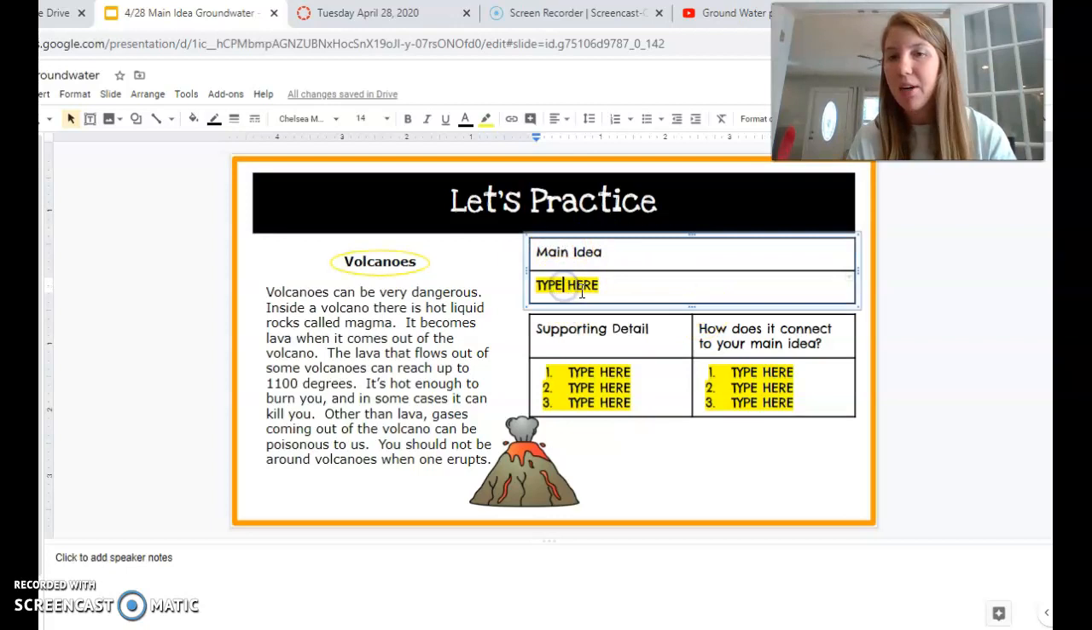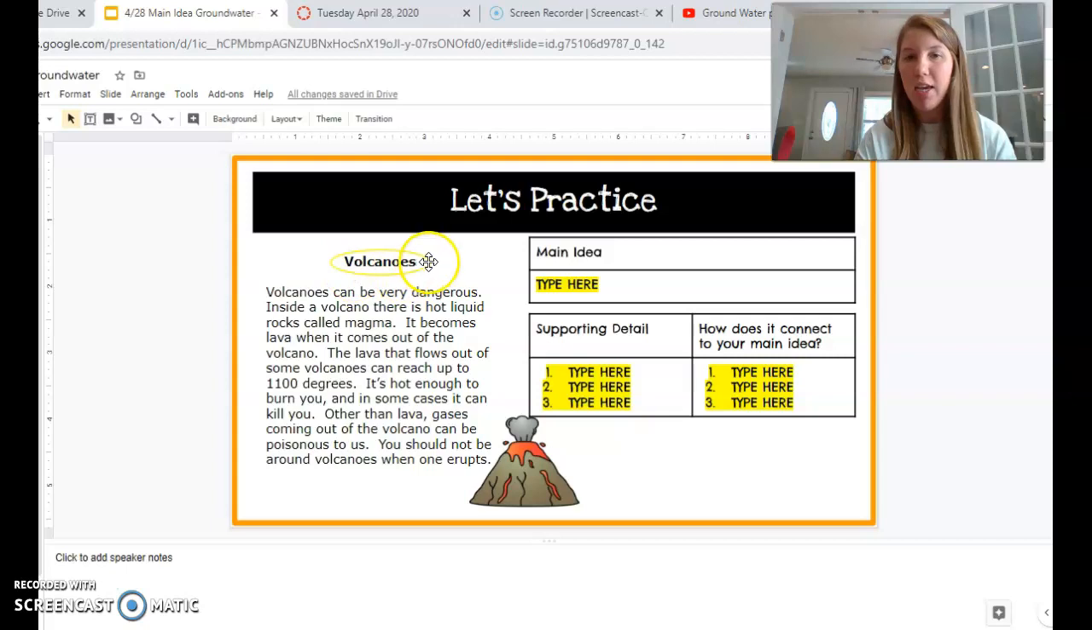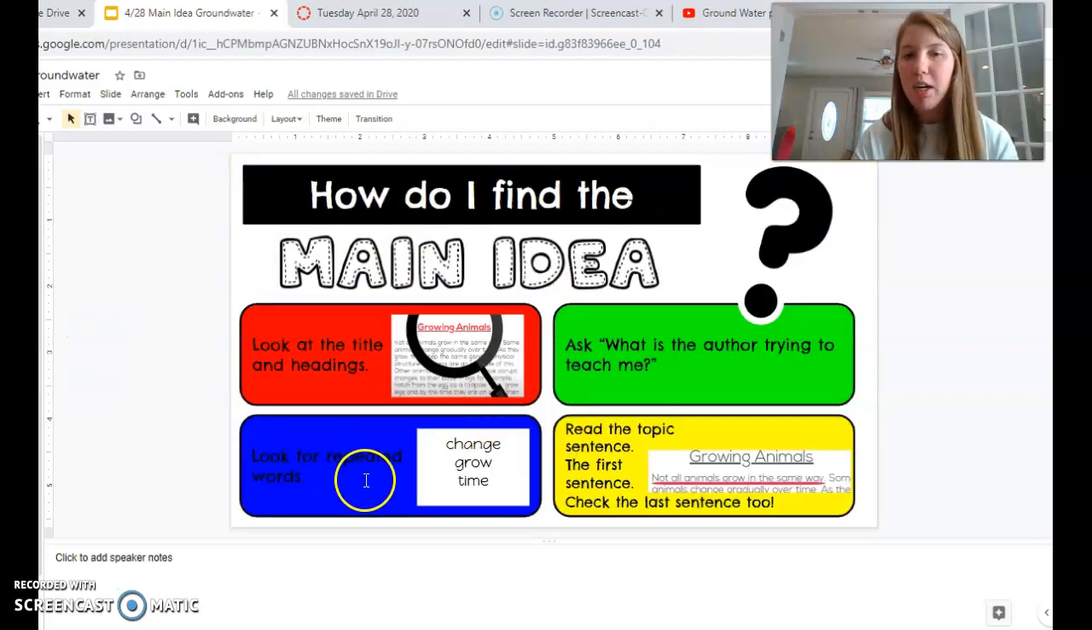So I need to type here where it says main idea. I need to come up with what this text was all about. What was the whole picture, the whole pizza, okay? So our first step, we looked at the title. The title was Volcanoes.